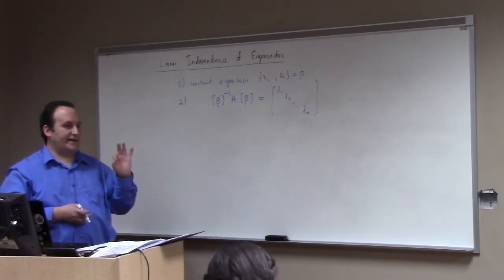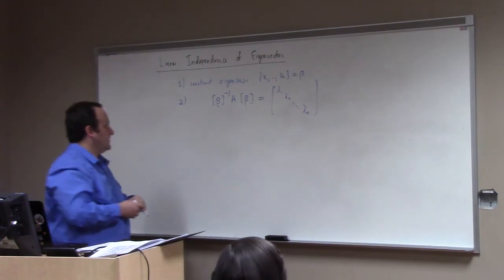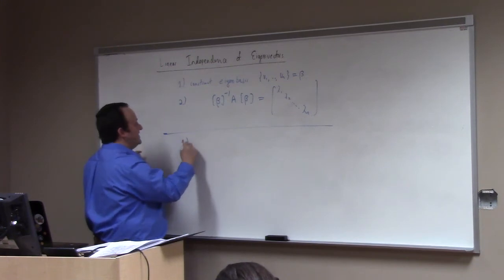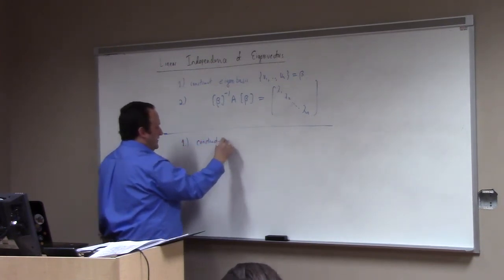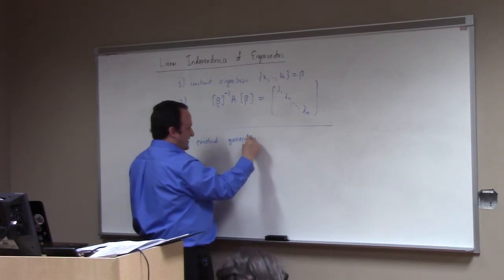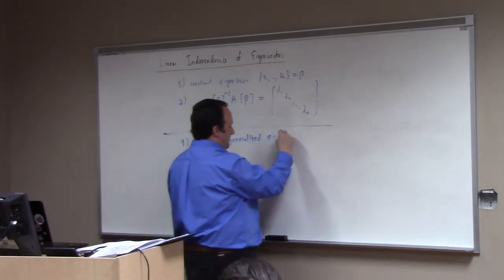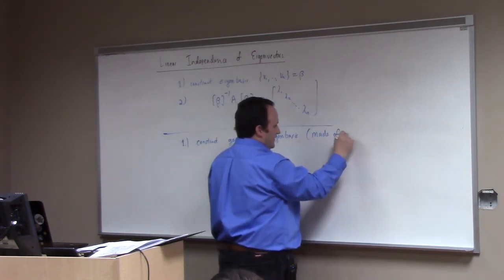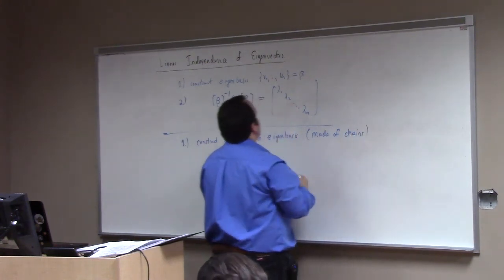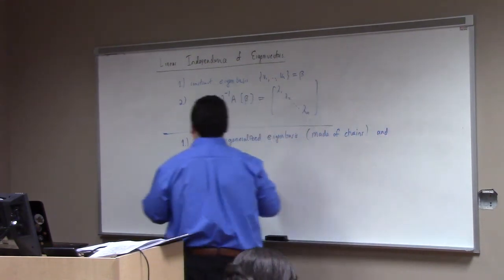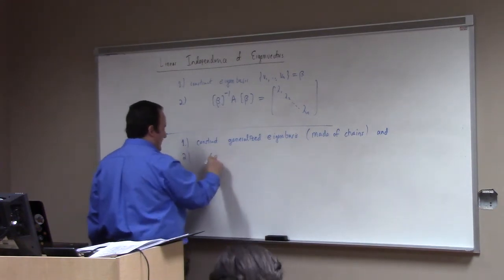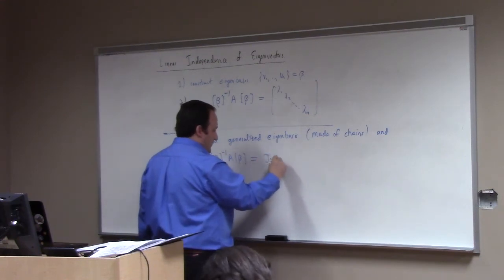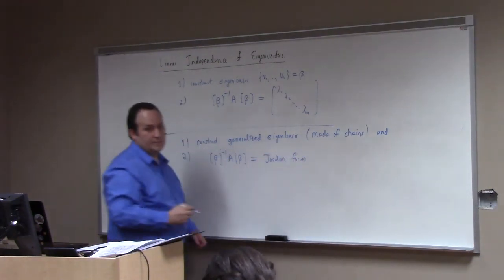So what's the analog of this for the Jordan form? Let me just tell you. In the Jordan form case, very similar story. Number 1, we construct a generalized eigenbasis made of chains. And step number 2, guess what? Beta inverse A beta will equal the Jordan form.